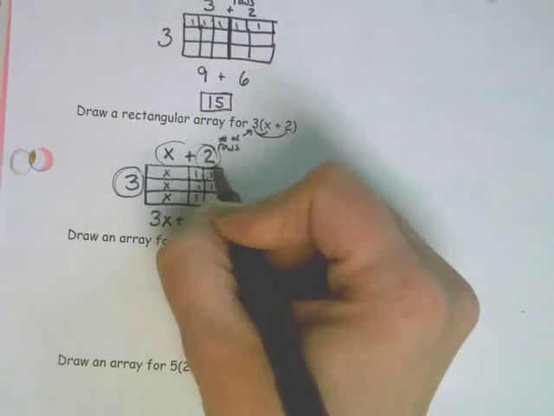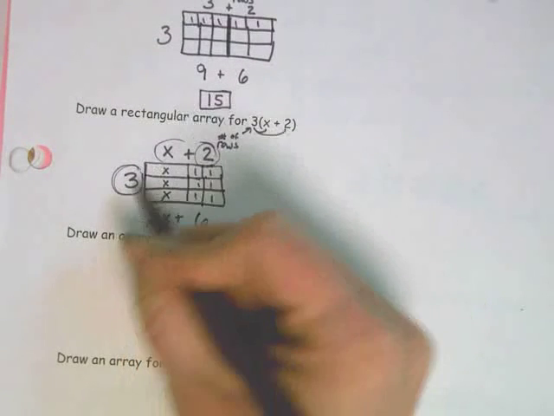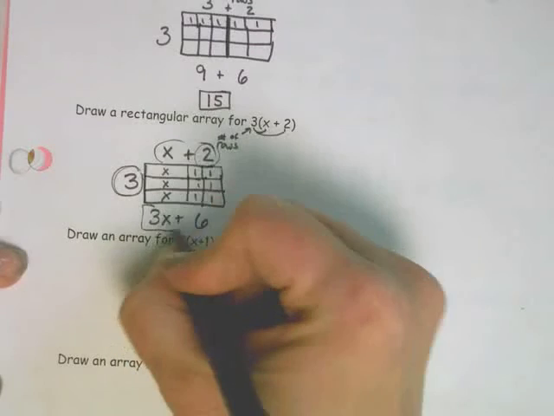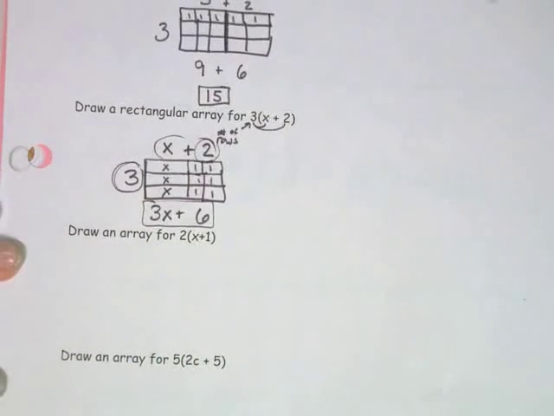So the area of this whole rectangle right here is 3 times x plus 2, 3x plus 6. There is our equivalent expression. So that's our rectangular array that goes along with this one.